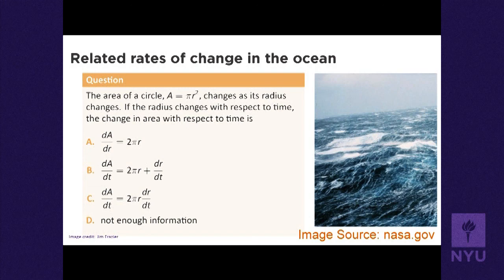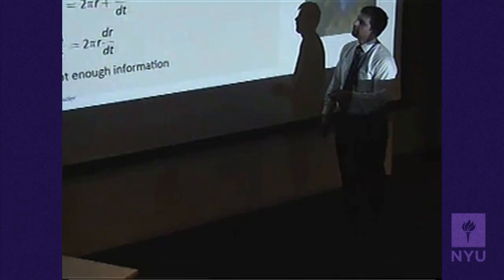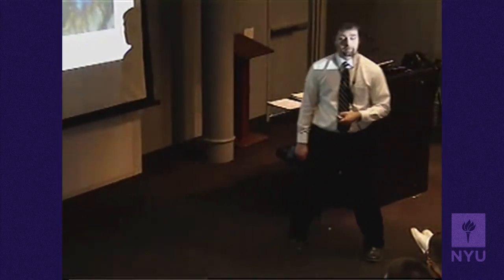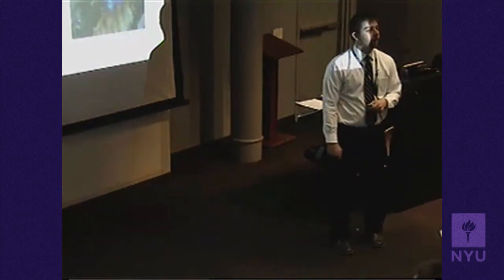Okay, so we know the area of a circle is pi r squared. So if the radius increases, then of course the area is going to increase. How does it explicitly change? The change in area with respect to time is which of these? Is it dA dr, which is 2 pi r? Is it dA dt, that is 2 pi r plus dr dt? Is it dA dt, that is 2 pi r times dr dt, or do we not have enough information to answer this question? How many say the answer is A, 2 pi r?